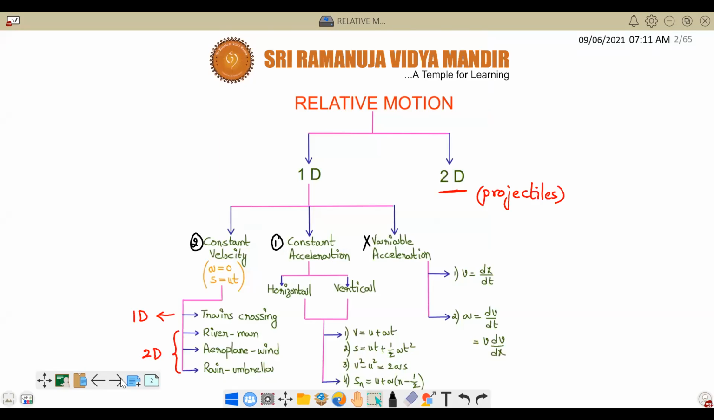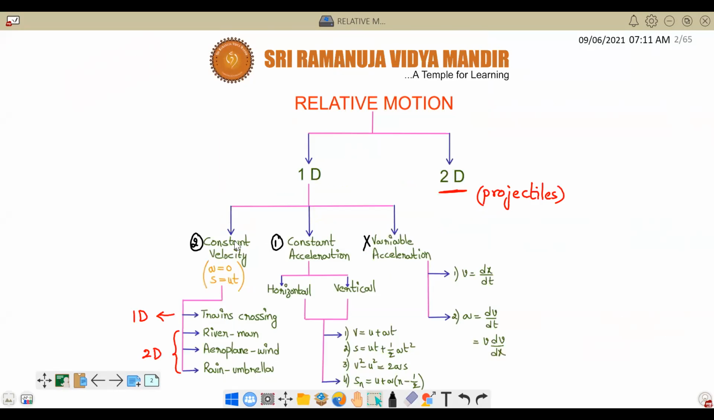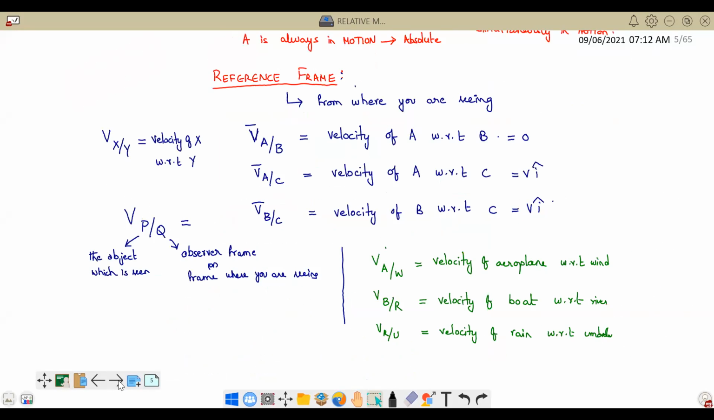This is what we discussed in the last class, that is constant velocity, where we have only one equation in this entire model, s equal to ut. We have finished trains crossing in one dimension. Now we'll see two dimensions. Of course, within one dimension also there are Riverman problems, that we'll try to finish today.